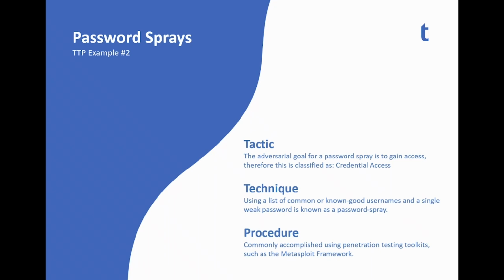So the tactic here, and the goal of the password spray, is to gain credentialed access. The Mitre framework has categorized this as such. We have the tactic of credential access and the technique of password spray here. And moving into the procedure is how do we accomplish this, right? So here at TraceSecurity, we would accomplish this TTP utilizing an open source penetration testing framework known as Metasploit. This TTP could target a variety of services, so SNMP, SSH, or SMB.